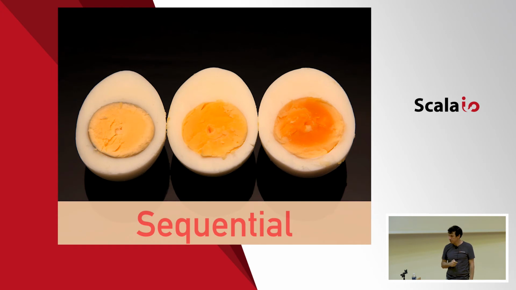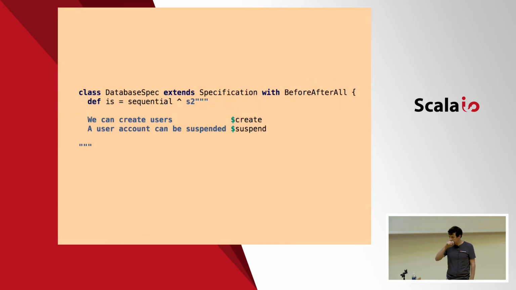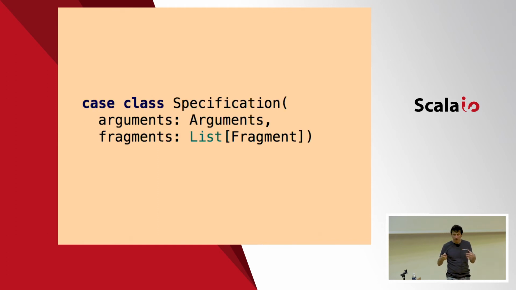And to implement sequential, as we've seen, it's just a keyword. And at the beginning, I said a specification is a list of fragments. But this keyword is not really a fragment. It's not something that can be executed, that has a description. So a real specification is more like a list of fragments and a bunch of arguments that you are going to use to drive the execution of your specification.